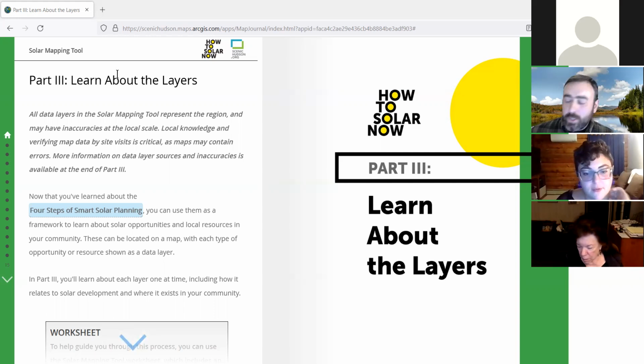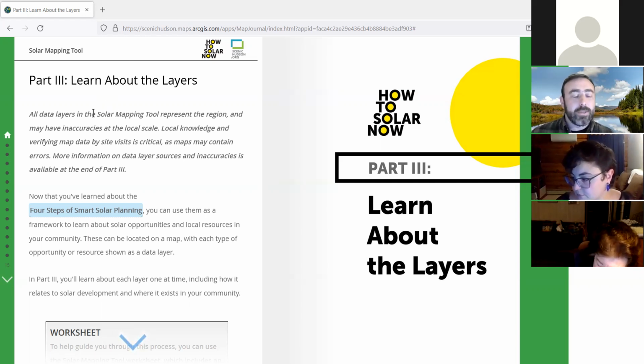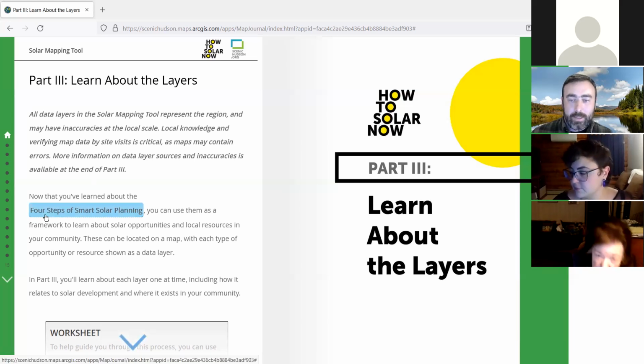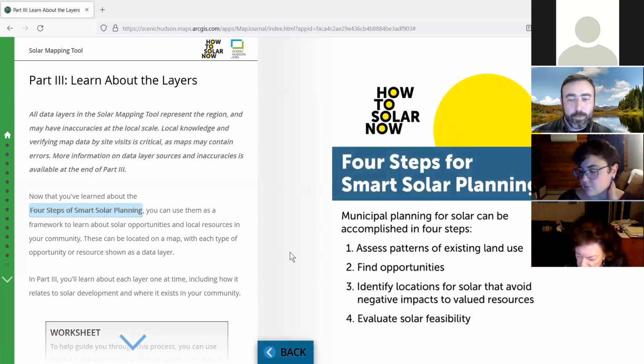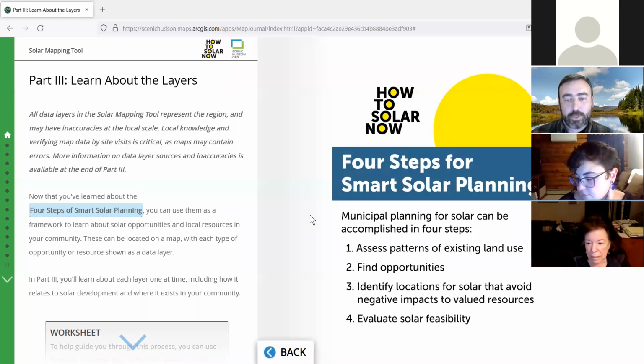So I'm starting at the top of part 3 here, just for a little refresher. So part 3 again is learn about the layers. This is going through each layer individually, one by one, so you only see one layer at a time and explaining what that layer is and how it relates to solar and solar development. And again, part 3 is structured on these 4 steps of smart solar planning. And in case you didn't remember them, here they are. We have a quick help here where you can get a refresher on them.